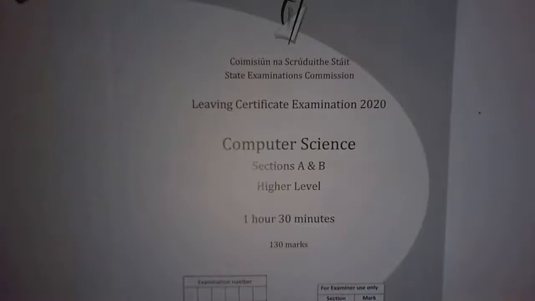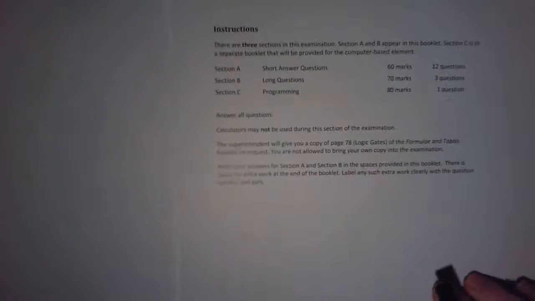Right, hello everyone. So this is a quick walkthrough of the 2020 paper, sections A and B. Okay, so the theory section. Now this is going to be slightly different compared to the 2021 paper, which will have choice. This will not have choice. Okay, but we'll go through it anyway. As I go through it, I will of course mention any marks that were distributed.